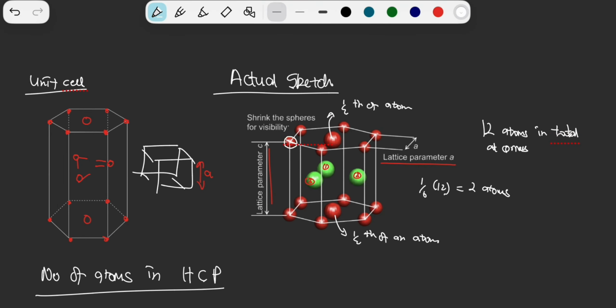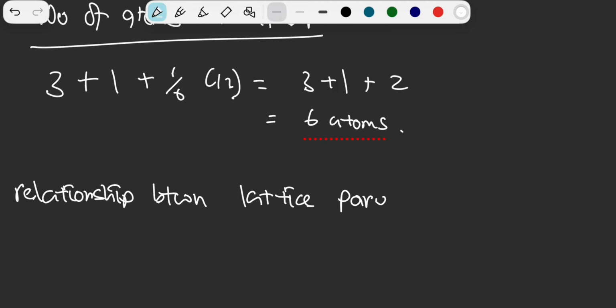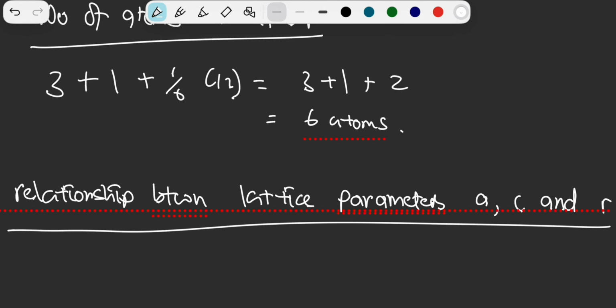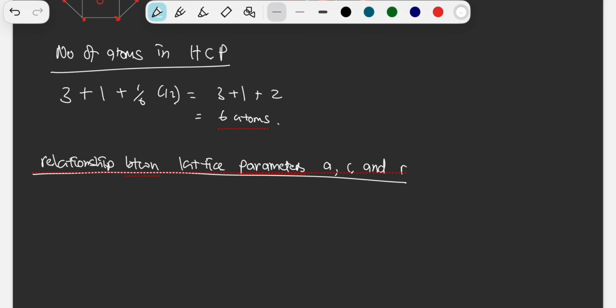The next thing that you're going to ask me, which we always talk about, is the relationship between lattice parameters and the radius. So the next logical thing is the relationship between lattice parameters A and C and the value of R. So this is the next logical relationship that we're going to talk about. Okay. So for this one, I need you guys to pay a little bit of attention. It's a little bit trickier than you would anticipate.